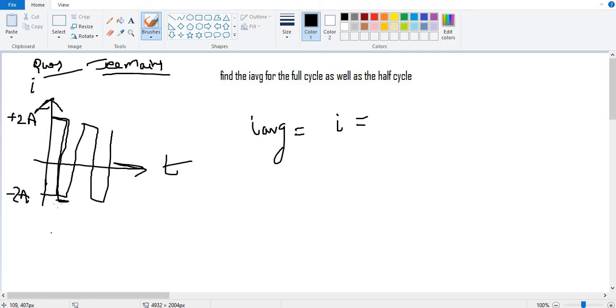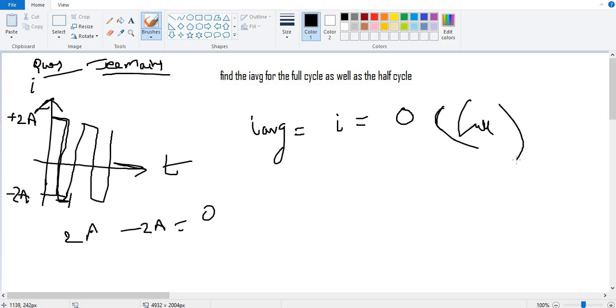Another cycle will be from here to here. Now the 2 ampere, so for full cycle from here to here it will go, 2 ampere minus 2 ampere. So what will be the 2 ampere minus 2 ampere? It is nothing but 0, correct. So what will be the I average? So I average will be 0 for the full cycle.